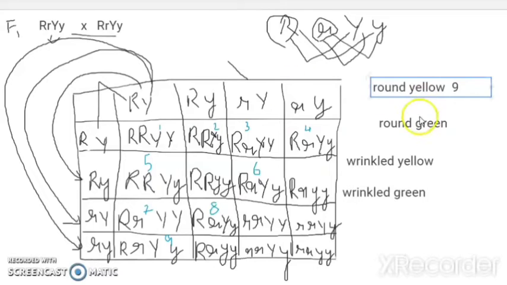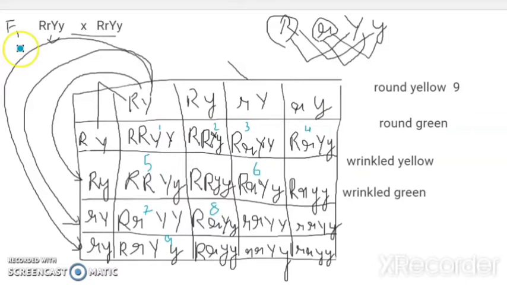Now let us see how many round green phenotype was obtained by the Punnett square. So round green means it should have either one capital R or two capital R's, and it should have small y. Only then the green color will be observed. So let us see it. We are able to find capital R here, so it codes for roundness, and small y. So again it codes for the green color. So let me change the color to green here.